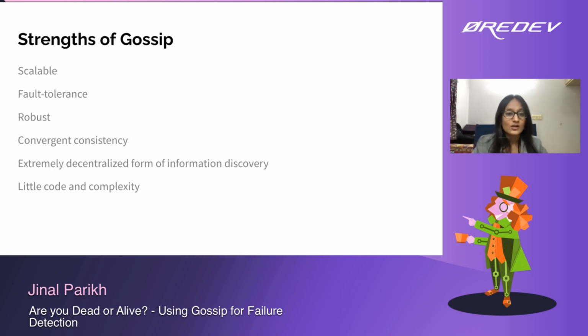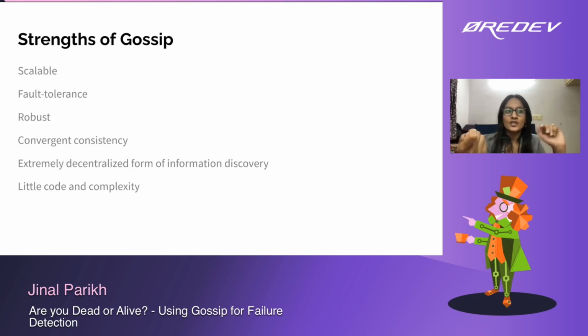It's robust. No node plays a specific role in the network, so a failed node will not prevent other nodes from continuing to send messages. Each node can leave whenever it wants to, which makes it really robust. And it's convergent, because nodes converge exponentially quickly to a globally consistent state.